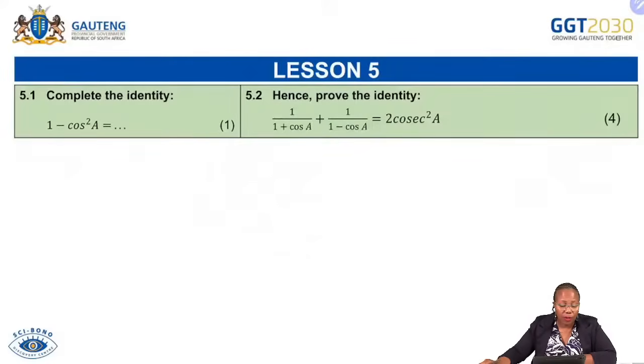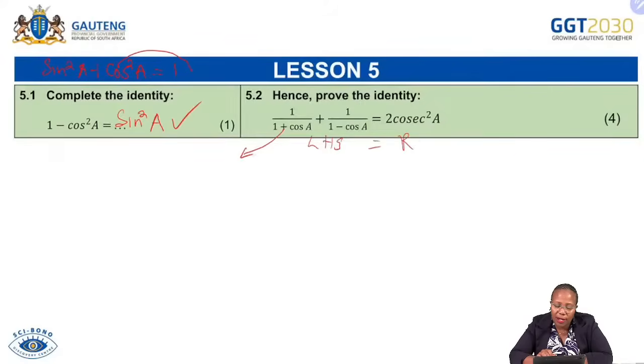And then now, question number 5. We are given: complete the identity. Remember now, this one comes from, can you see that, grade 12? Sine squared plus cos squared equals 1. So if you take cos squared to this side, it will be 1 minus cos squared. Therefore, this identity is equal to sine squared A. Therefore, it's your 1 mark then. And then now let's look at 5.2. Hence, prove the identity. You are proving that our left-hand side will be equal to the right-hand side.